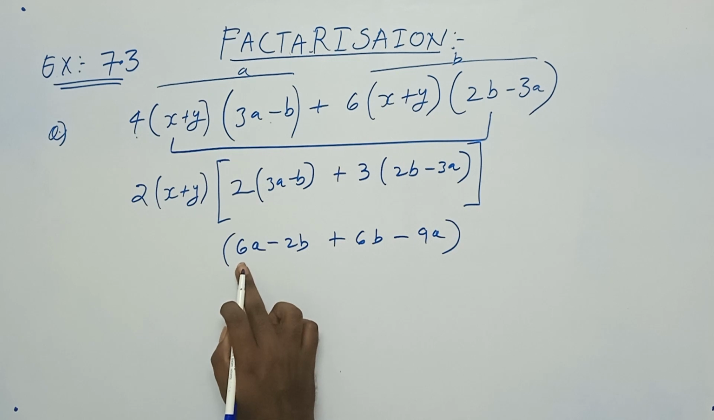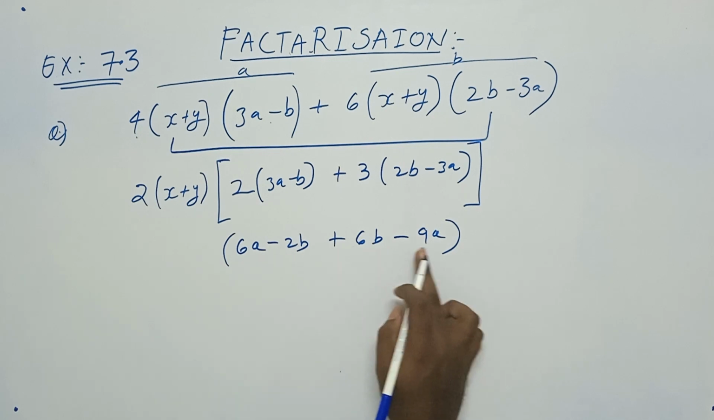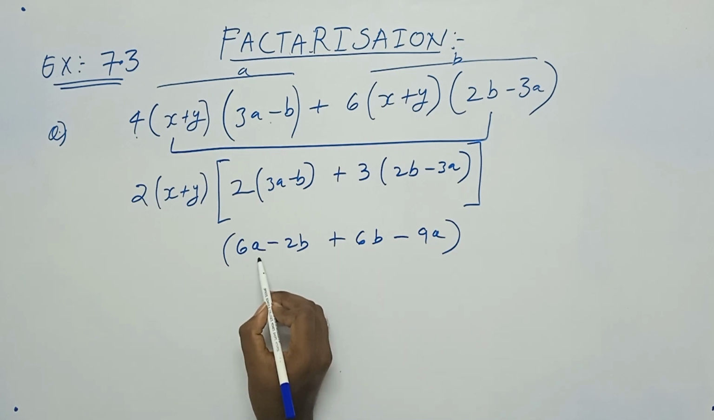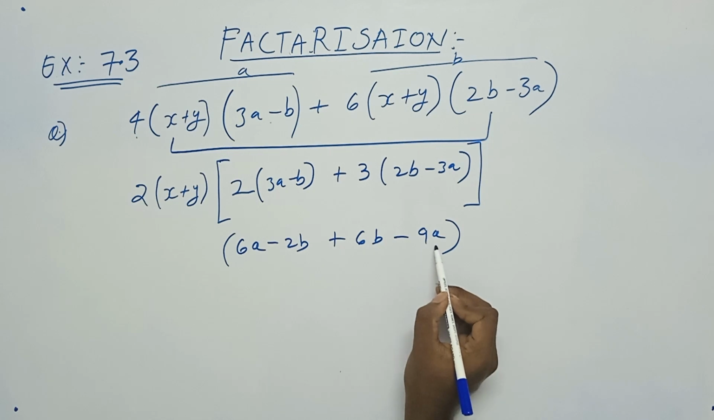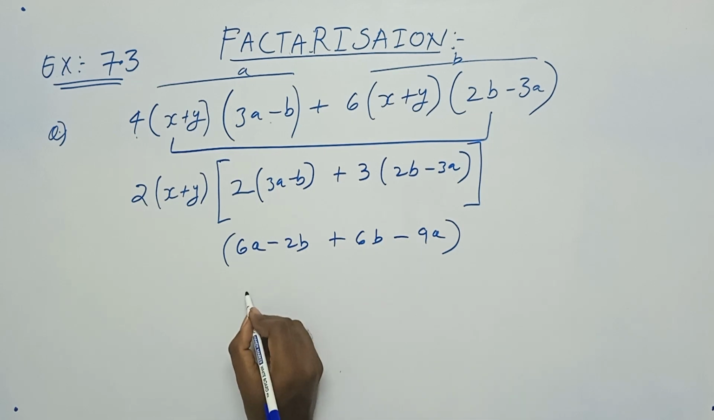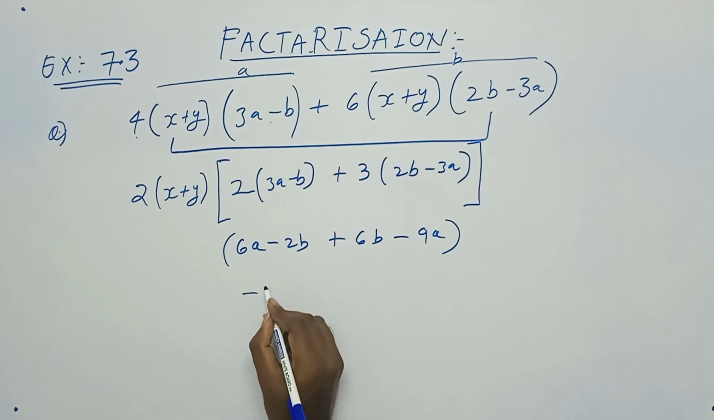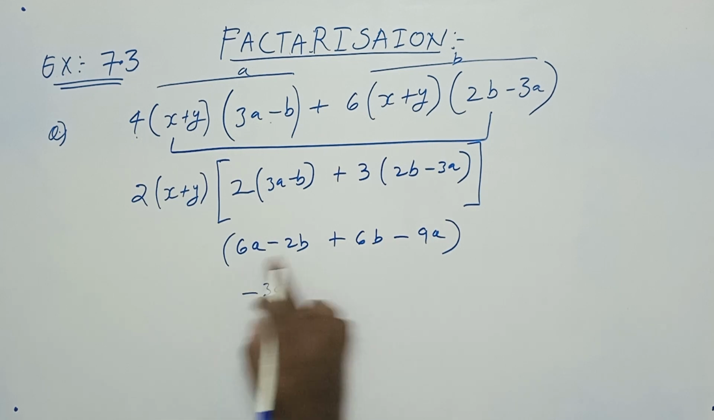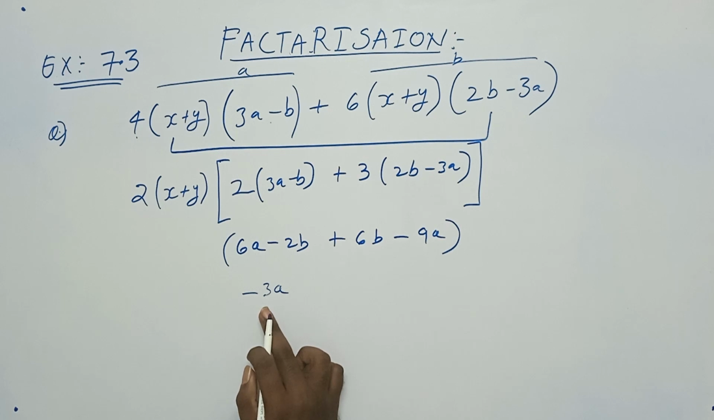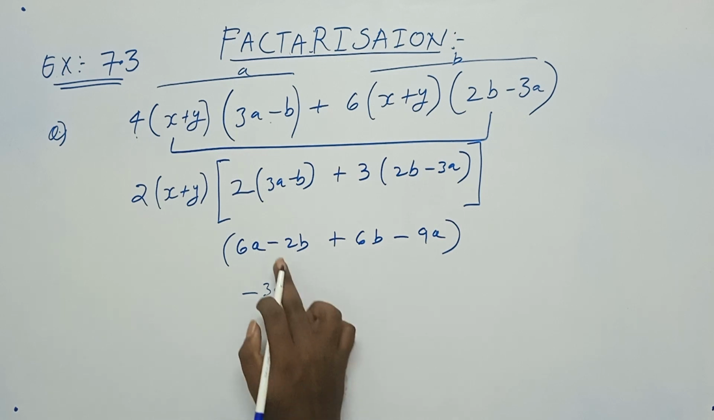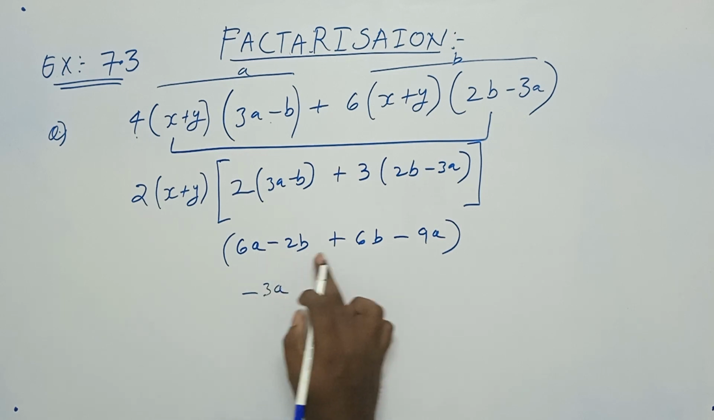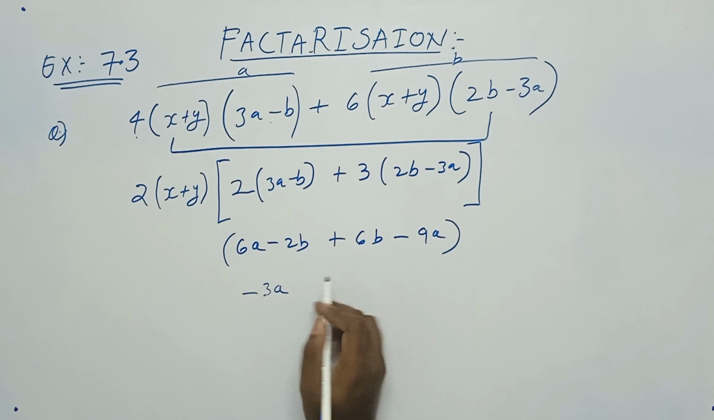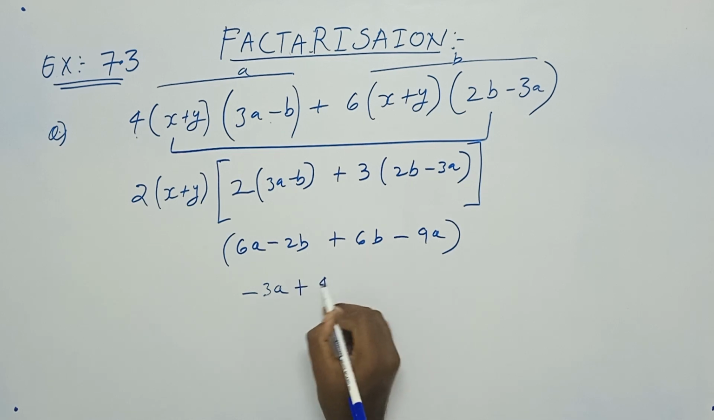Further we solve 6a minus 2b plus 6b minus 9a. Here we have 6a and a minus 9a, so 6a minus 9a is minus 3a. Then we have minus 2b and plus 6b, which is plus 4b.